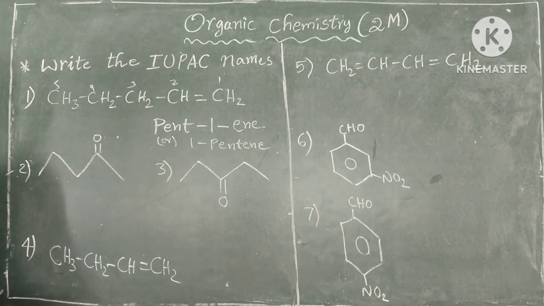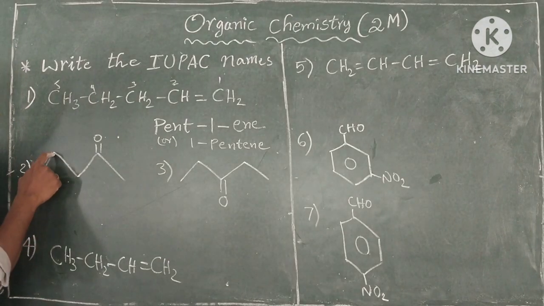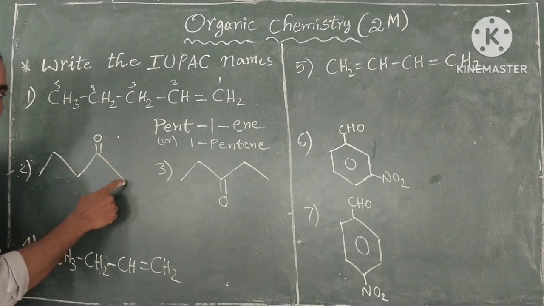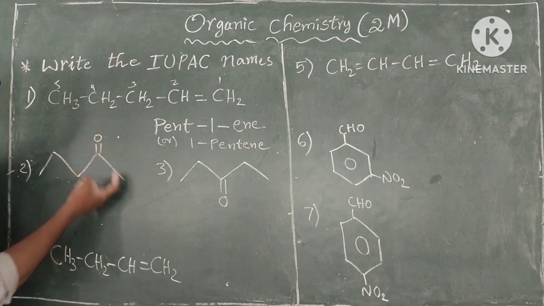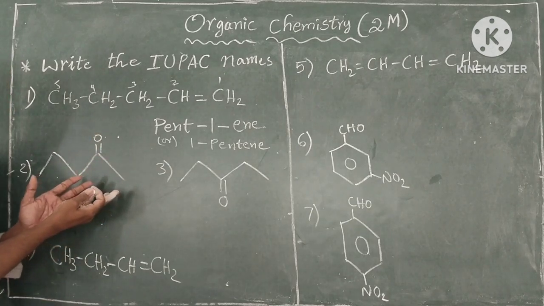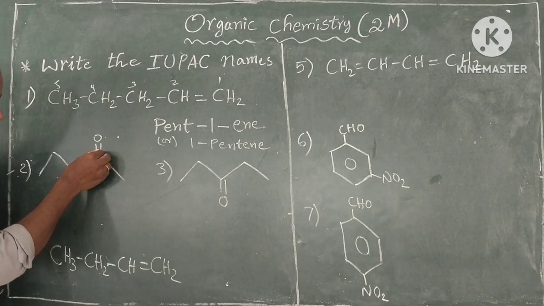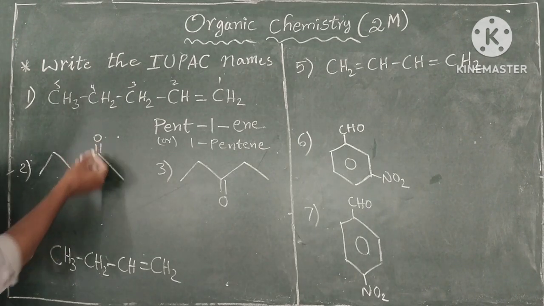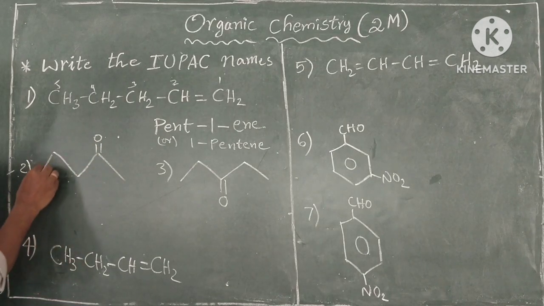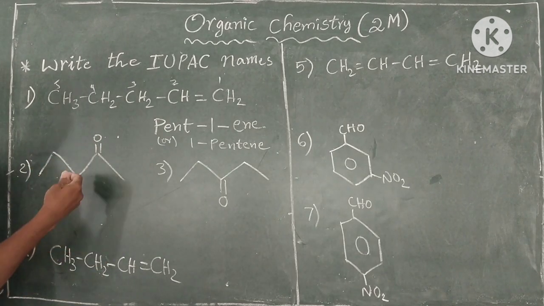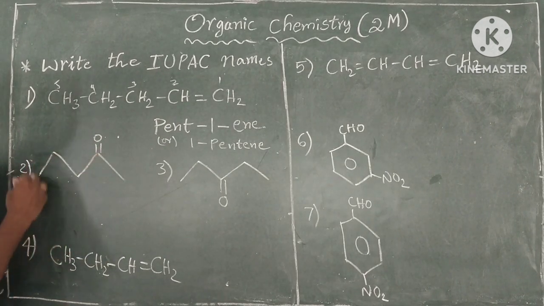So next one. How many carbons? Bond line structure: 1, 2, 3, 4, 5. 5 carbon atoms. It contains C double bond O. If C double bond O is present, that is either an aldehyde group or a ketone group. Here C double bond O has carbons on both sides, which means it is a ketone. 5 carbons means pentane, all single bonds.